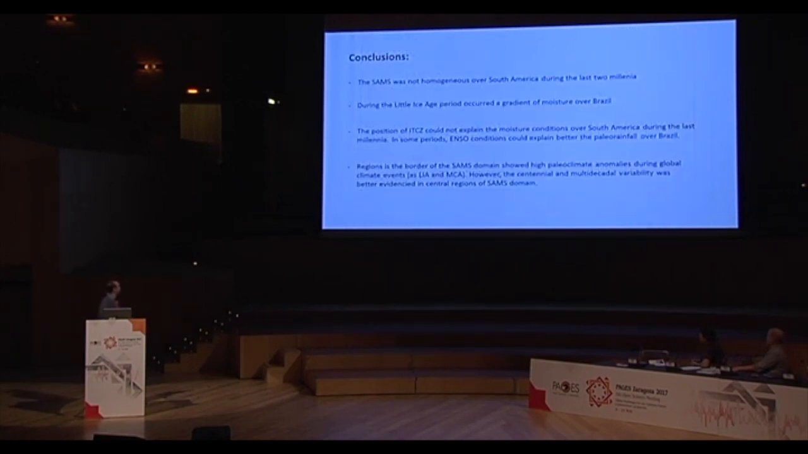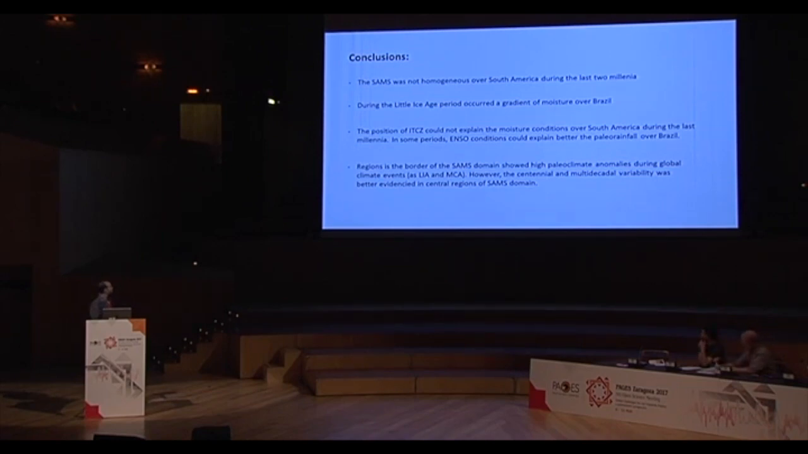So my main conclusion is that the South American monsoon was not homogeneous over South America during the last 2,000 years, which is what we saw in previous papers. When we put more data together, we see there's a lot of difference. This is more evident during the Little Ice Age period, when we have a transition of moisture between these regions, but also in other periods, and also on multi-decadal time scales, where we have some periods of phase and antiphase.